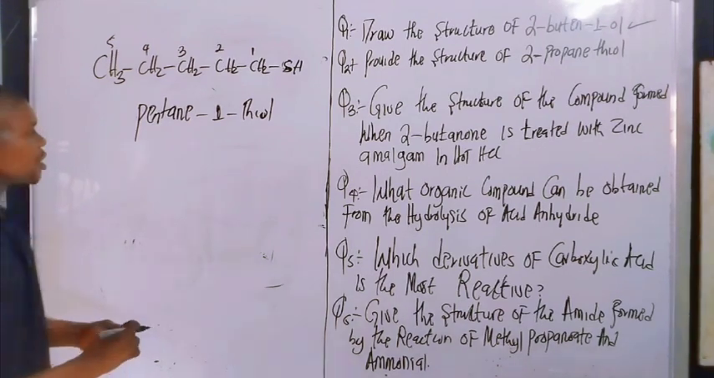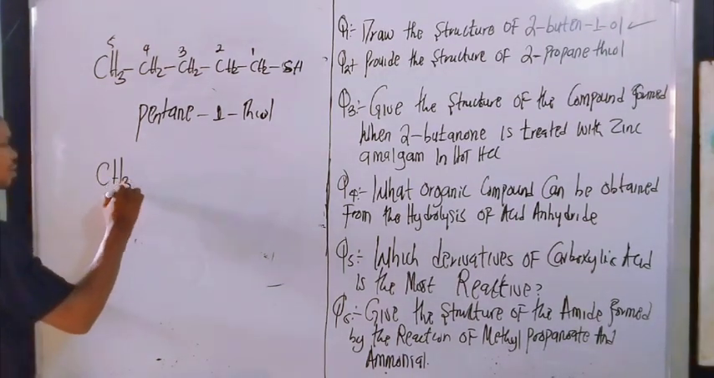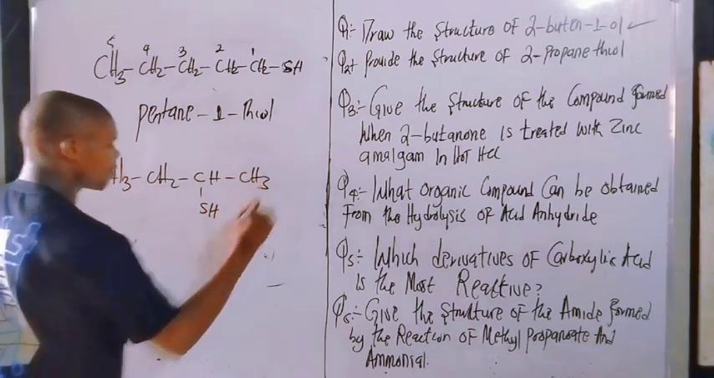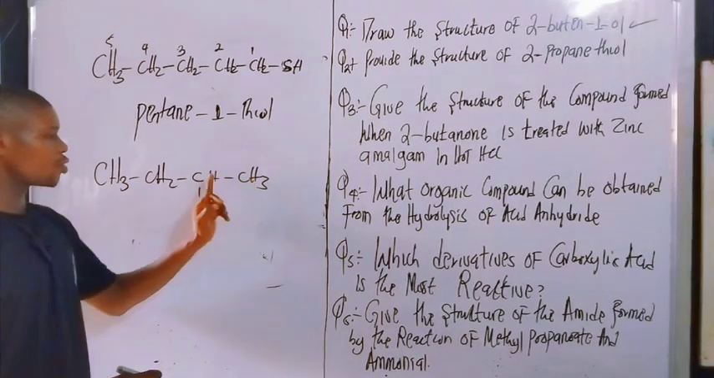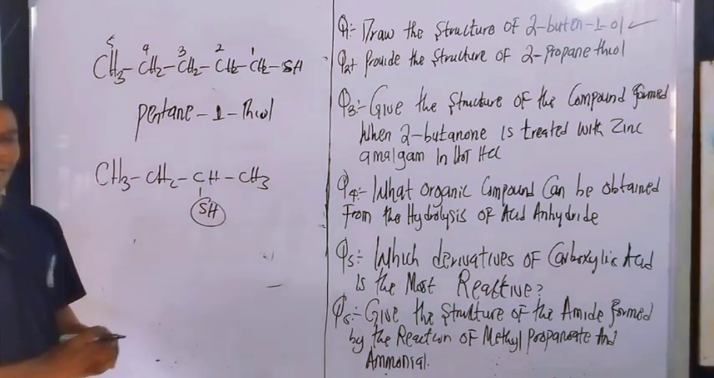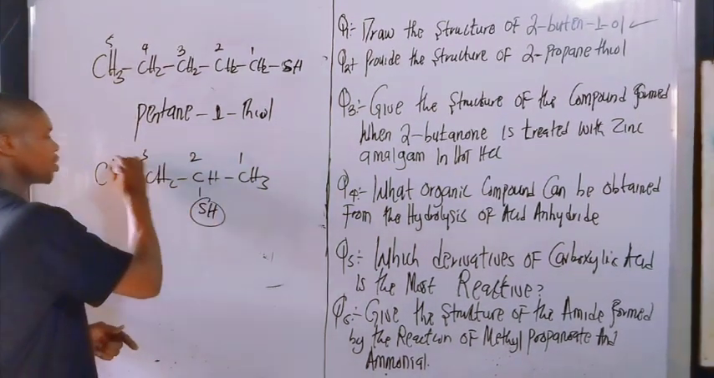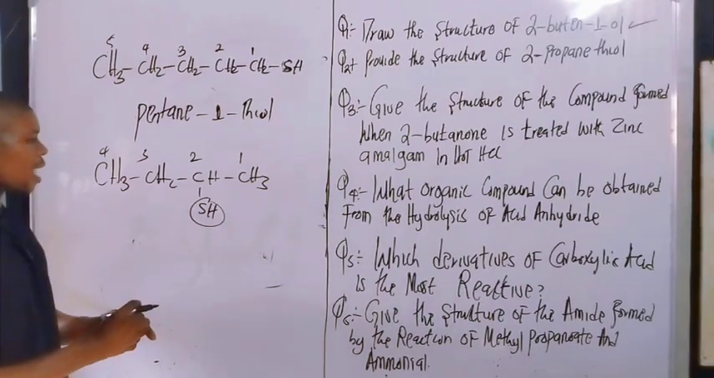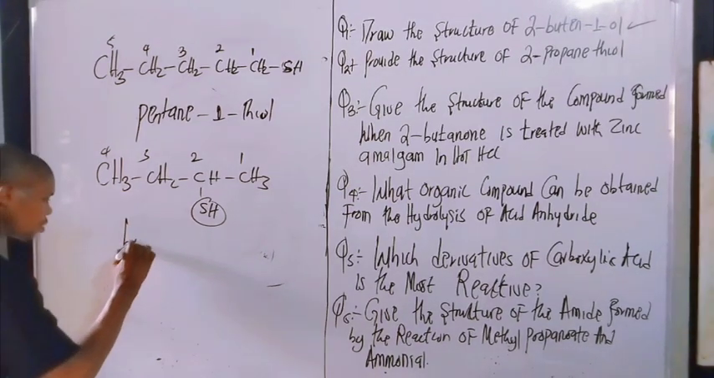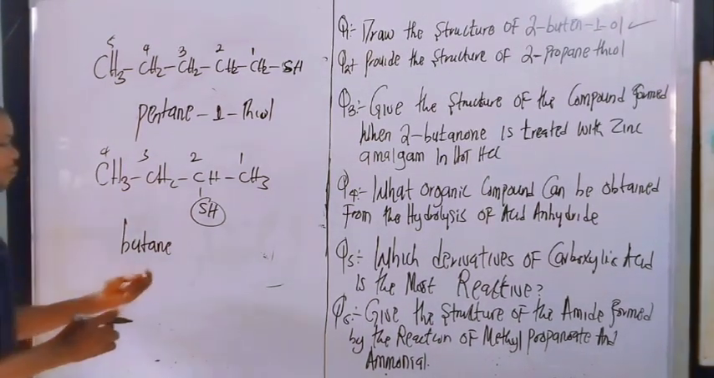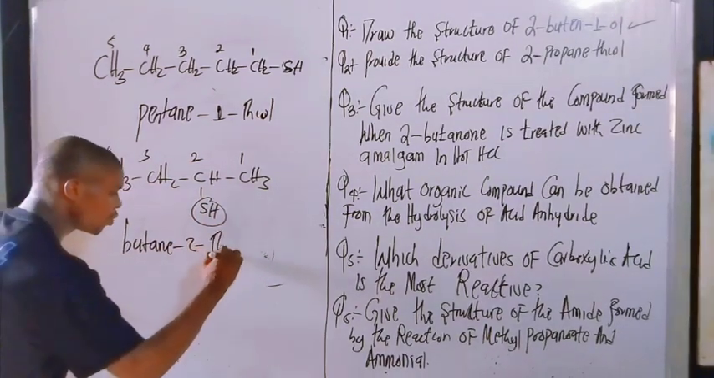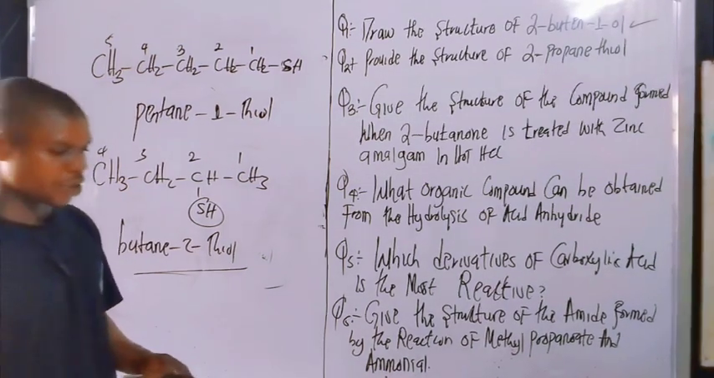As easy as that. Now, if I come like this, CH3, CH2, CH, SH, CH3. Let's name this guy here. 1, 2, 3, 4. SH is on carbon number 2. The chain is 1, 2, 3, 4, so it's going to be butane. Butane thiol, but the position of the thiol is carbon number 2. So it's going to be butane-2-thiol. As easy as that. Do you understand?